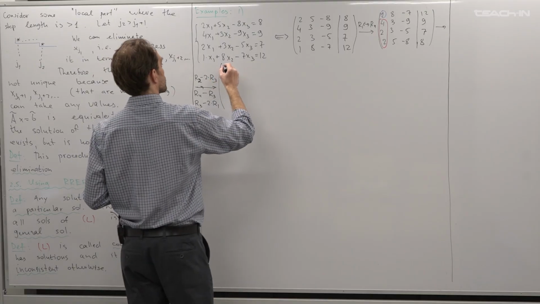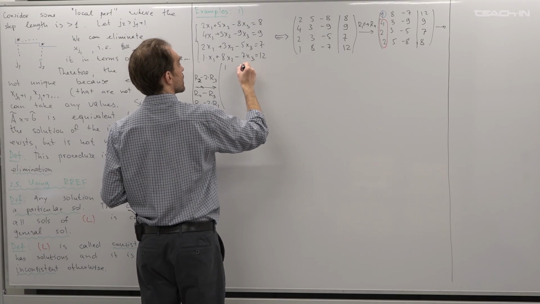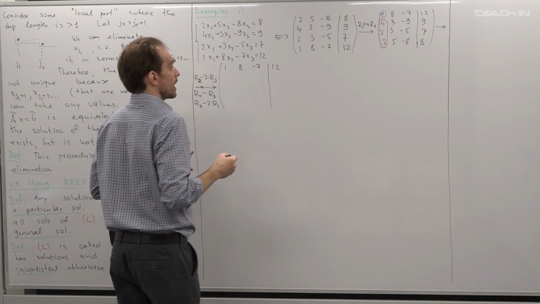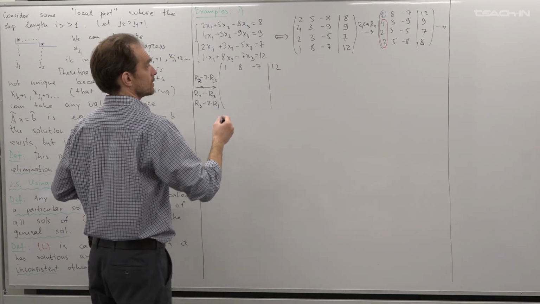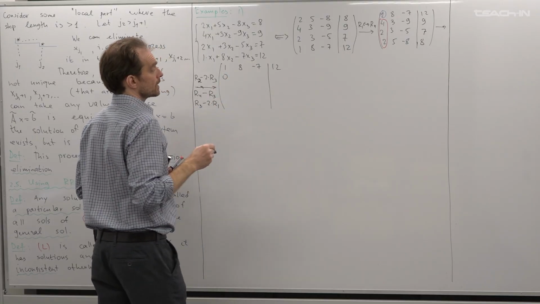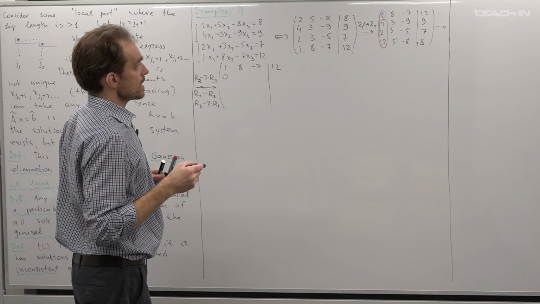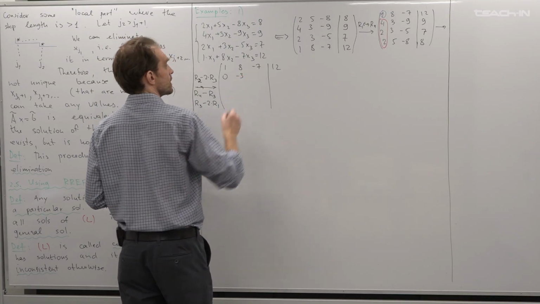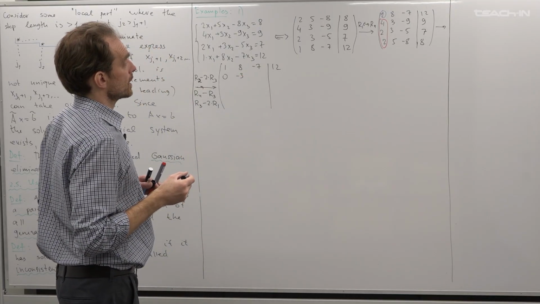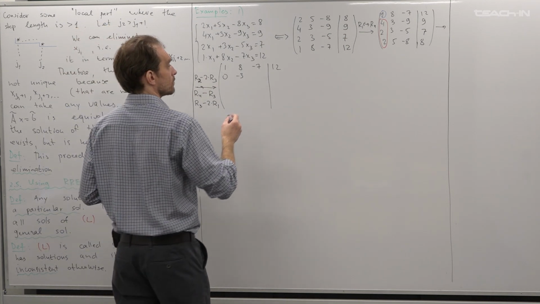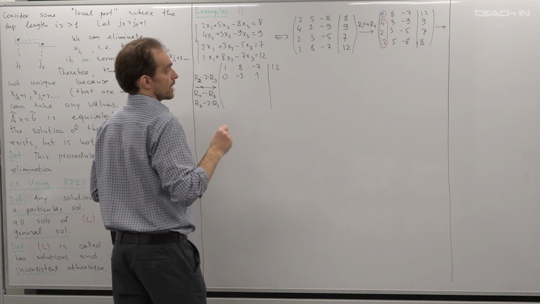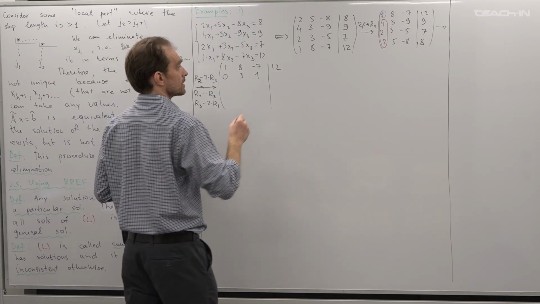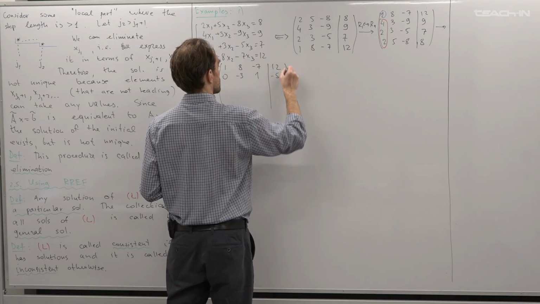So I keep the first row unchanged, 1, 8, minus 7, and then 12 here. Okay, and so what do I get here? 0, then 3 minus 6, which makes minus 3, I guess. Then minus 9 plus 10, which makes 1. And then 9 minus 14, which makes minus 5.